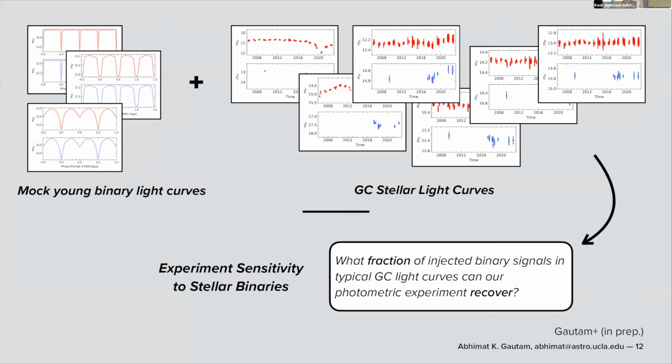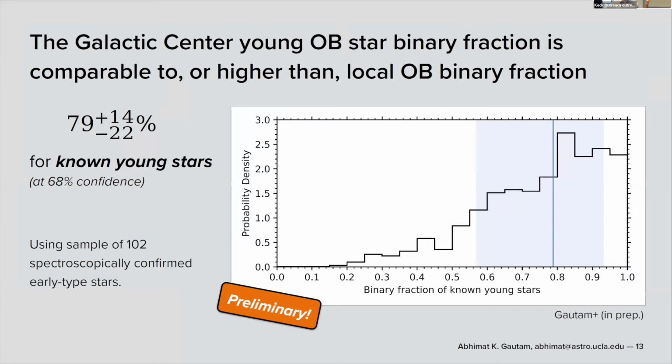So once we do that, this is the result that we end up getting. When we go through this whole procedure, and this is a very preliminary result, so just keep that in mind. These are very new. We want to examine this in more detail. But what we end up finding is that the galactic center young OB star binary fraction ends up being comparable or maybe even higher than the local OB binary fraction. It's very high. It's 79% plus 14 minus 22. This is the 1 sigma confidence level.